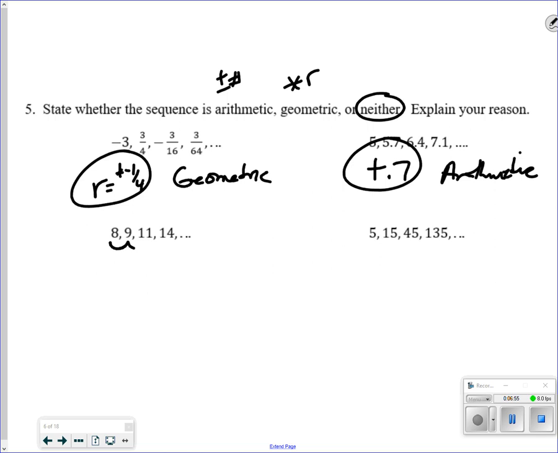Next one's adding 1, adding 2, adding 3. Although it is a pattern, it is neither. And the last one looks like it's multiplying by 3. So it has a common ratio of 3, therefore making it geometric.